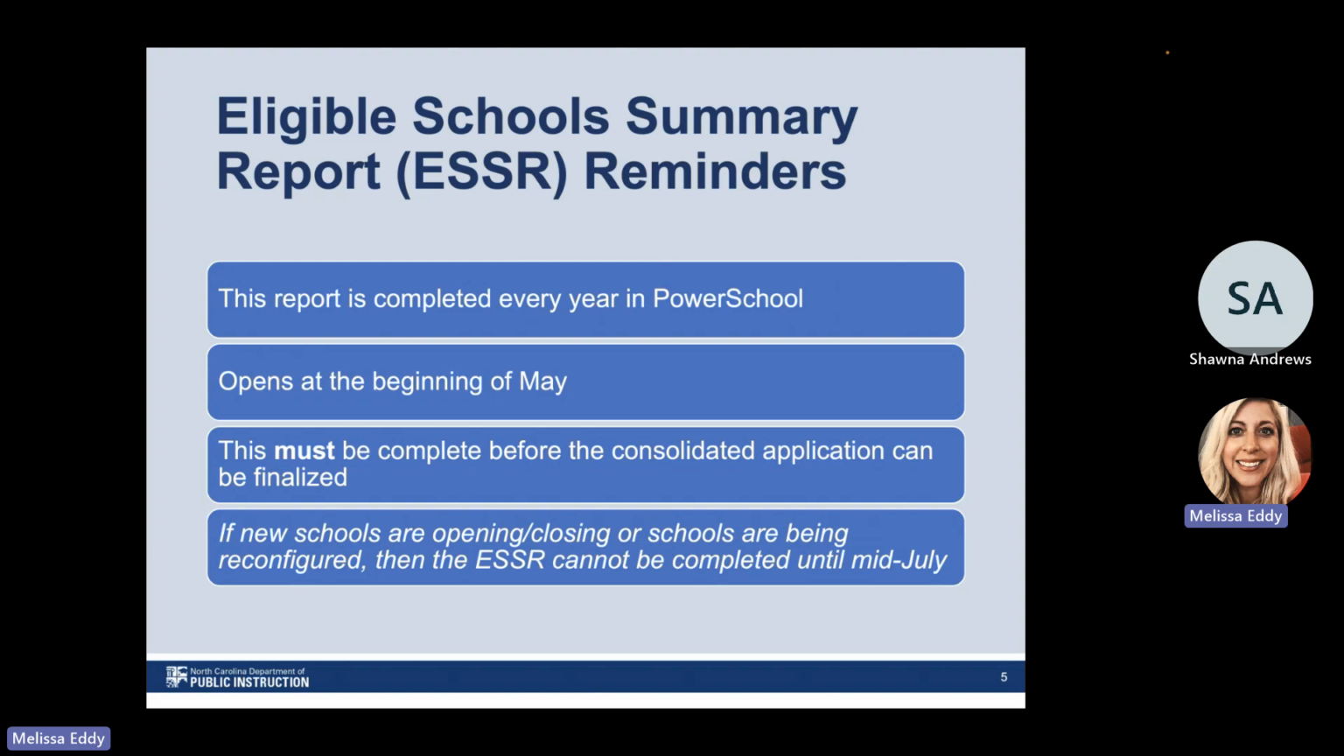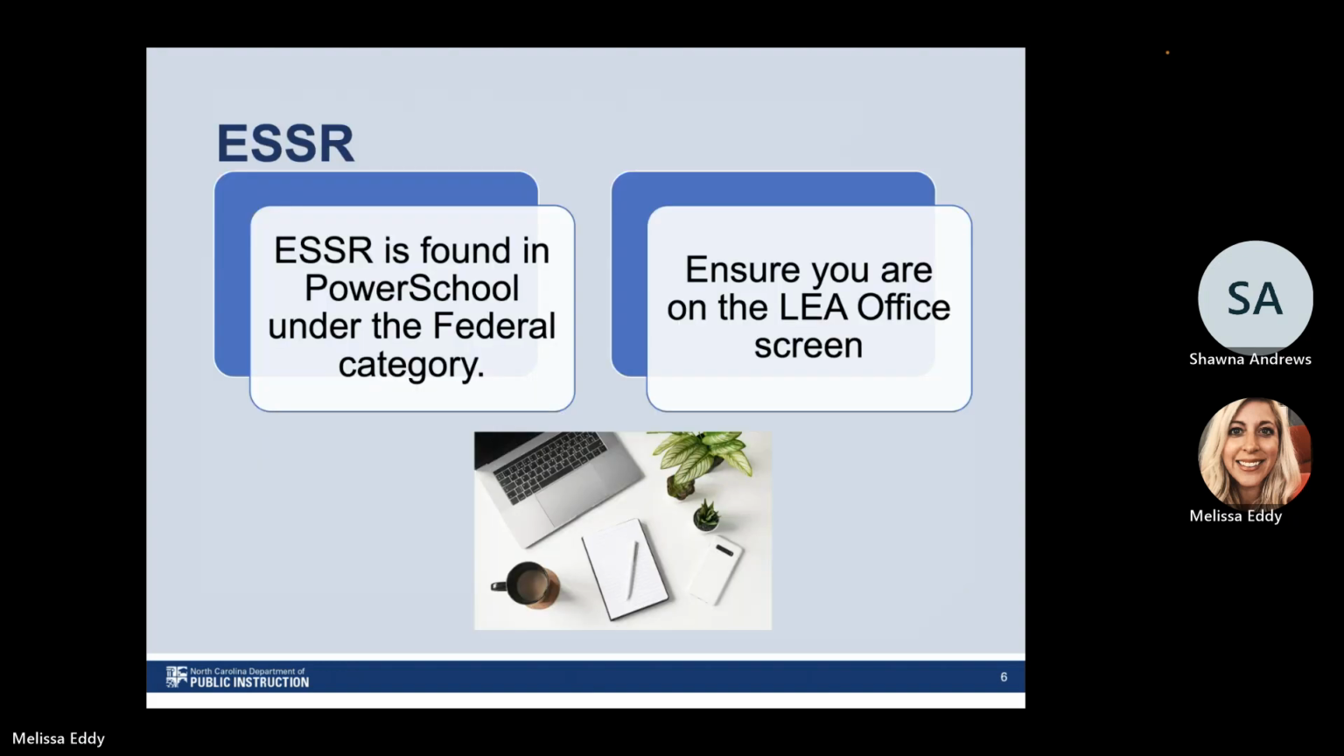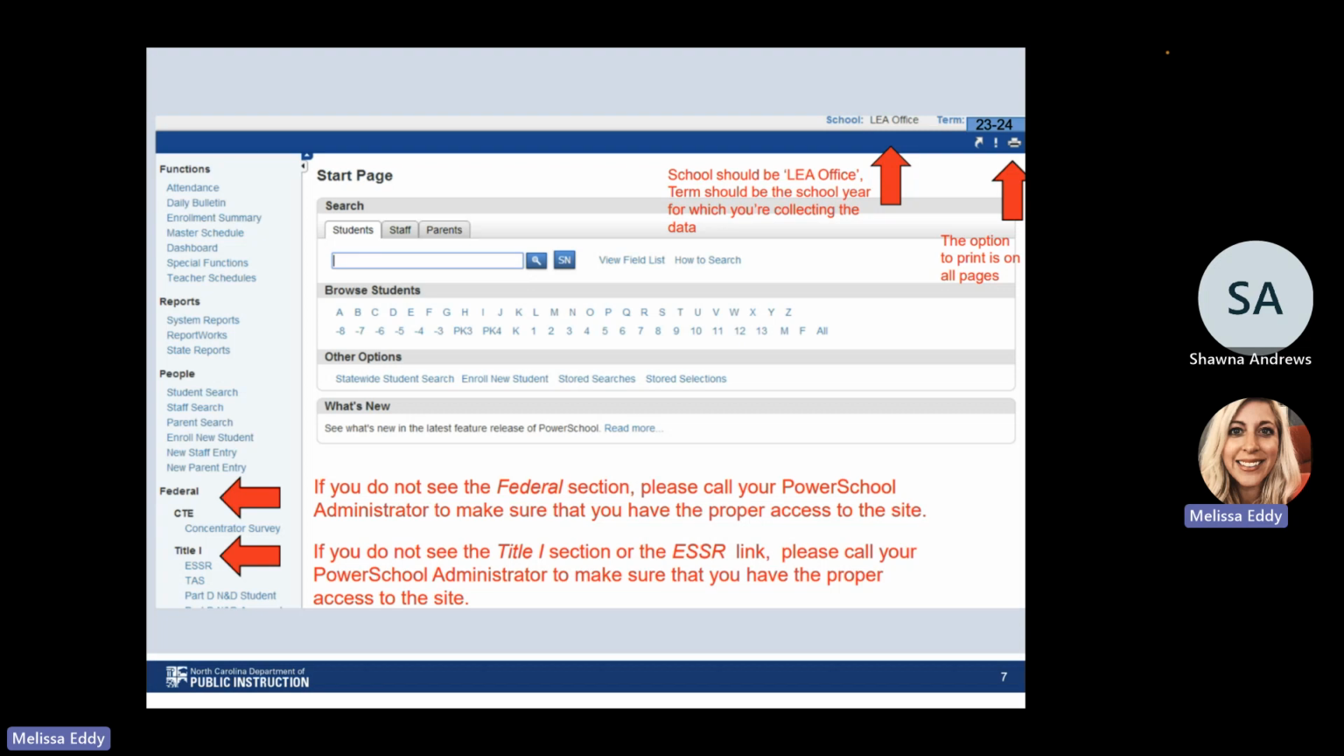You would need to enter data in what's called the EDDI system, and the EDDI system needs to be updated with the new school information. So you'll also need to know who is enrolled in the school to determine poverty. Again, ESSR is found in PowerSchool under the federal category. Please ensure you're on the LEA office screen. And next, I'm going to turn it over to Shauna, who will walk you through some of the screenshots from PowerSchool.